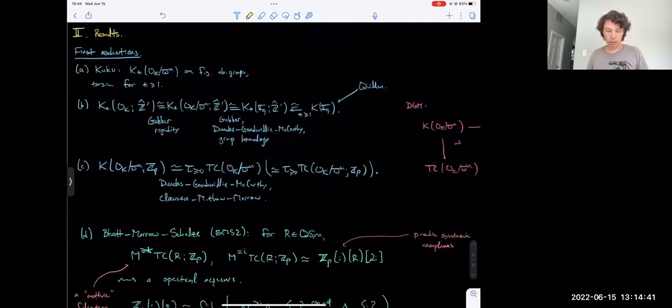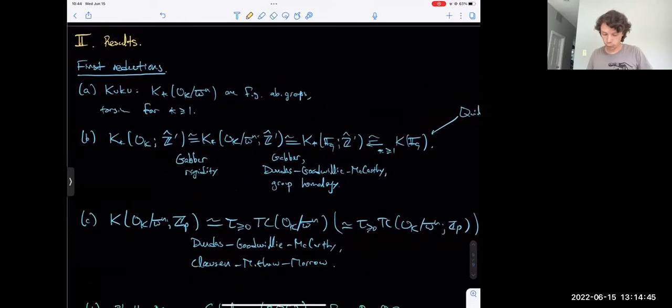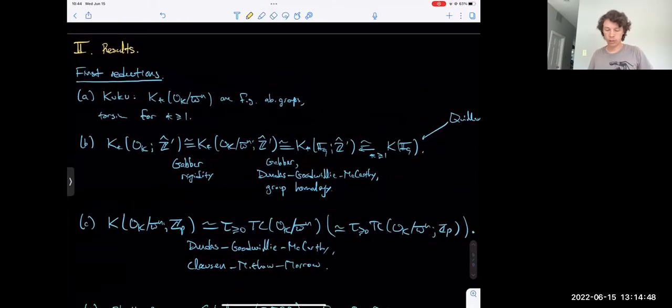Okay, so let me say a little bit about what we do. First, let me tell you some reductions that are in the back of our mind as we're thinking about this problem. First of all, Quillen proved in the 70s that for any finite commutative ring, the K groups are finitely generated abelian groups. That's just a general structural fact. So the groups we're interested in are all finitely generated abelian groups.